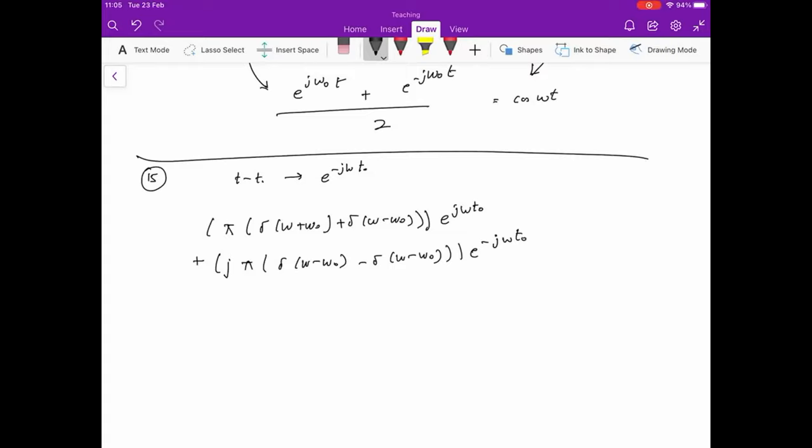Are you allowed to consider sine as a time-shifted cos? Sure, it's another way to do it. The sine is time shifted by pi over two. You can do it that way too, yes. But the expressions in the end should be equivalent. Yeah. Okay, any other questions?